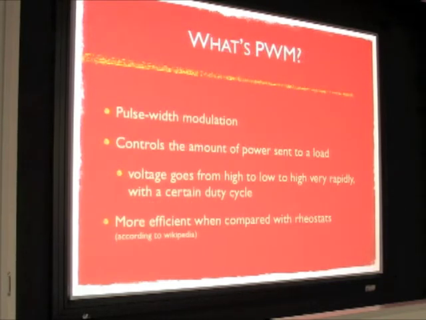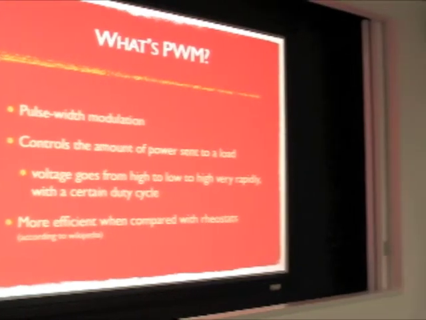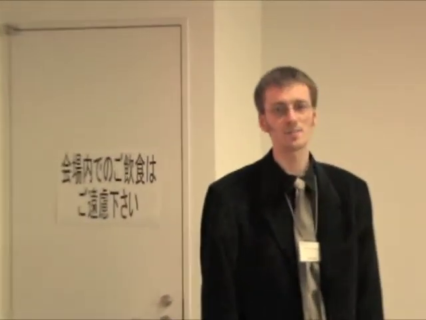So what is PWM, pulse width modulation? Pulse width modulation controls the amount of power that is sent to the load, and its voltage goes from high to low to high very rapidly with a certain duty cycle. And pulse width modulation is more efficient when compared to rheostats, according to Wikipedia. So pulse width modulation is one of the settings that the fan speed control could be done with.